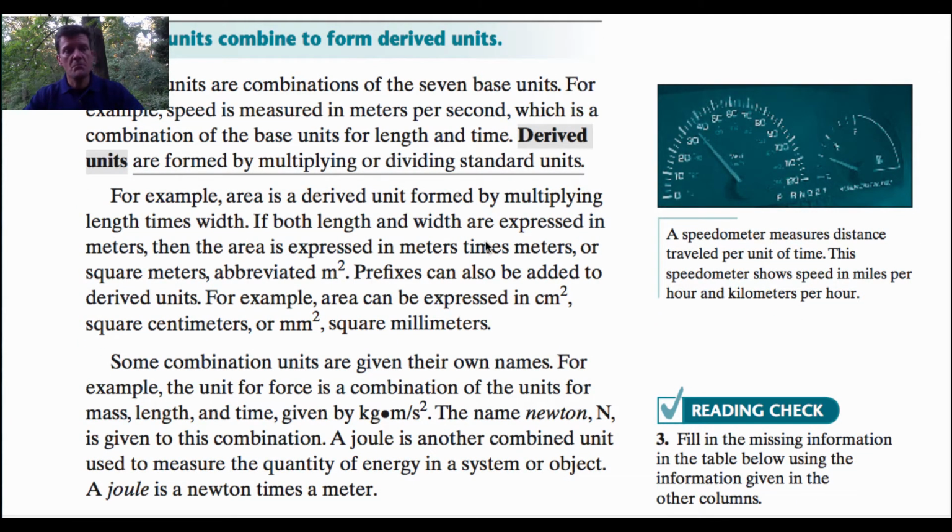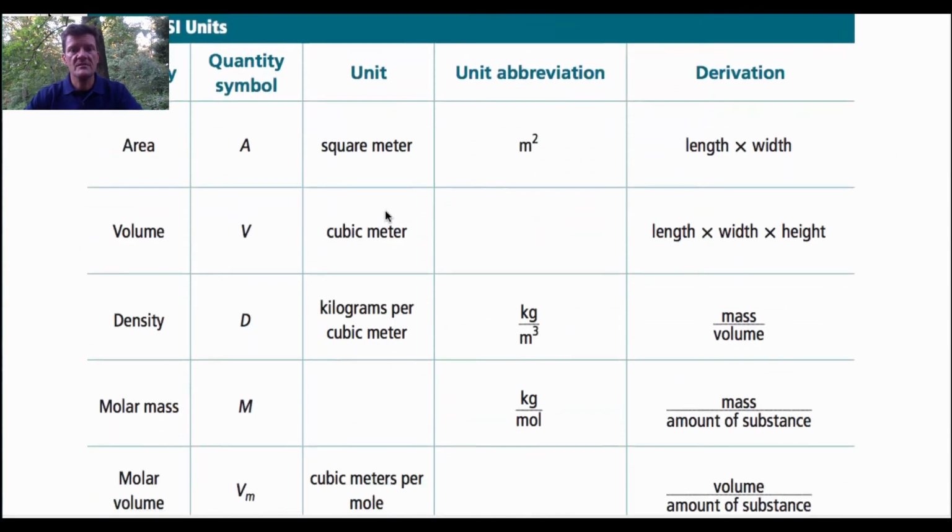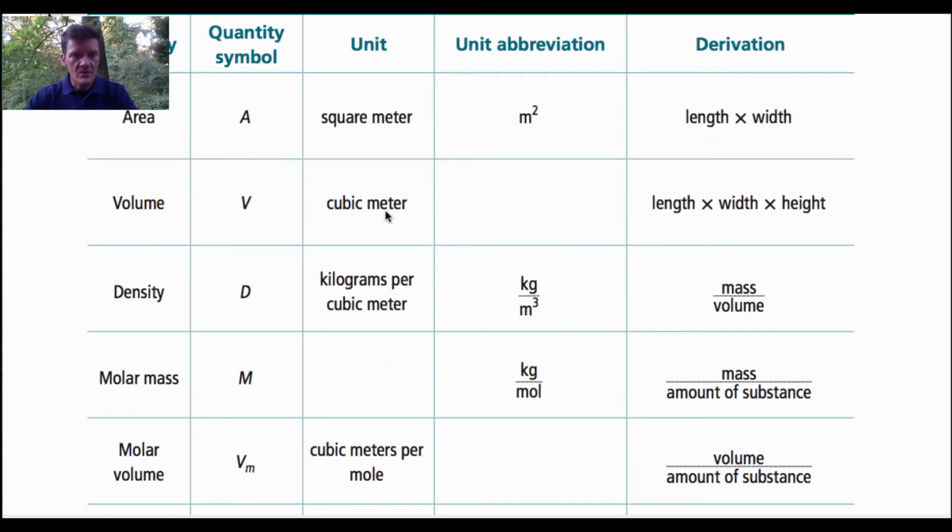Okay? Now, using the SI base units, we can multiply and divide those units and come up with what are called derived units. It is when we multiply or divide the standard units. You need to write this down. Here are some examples of derived units down here. Some of these you already know, some of them are going to be new. I'll show you which ones you need to know.